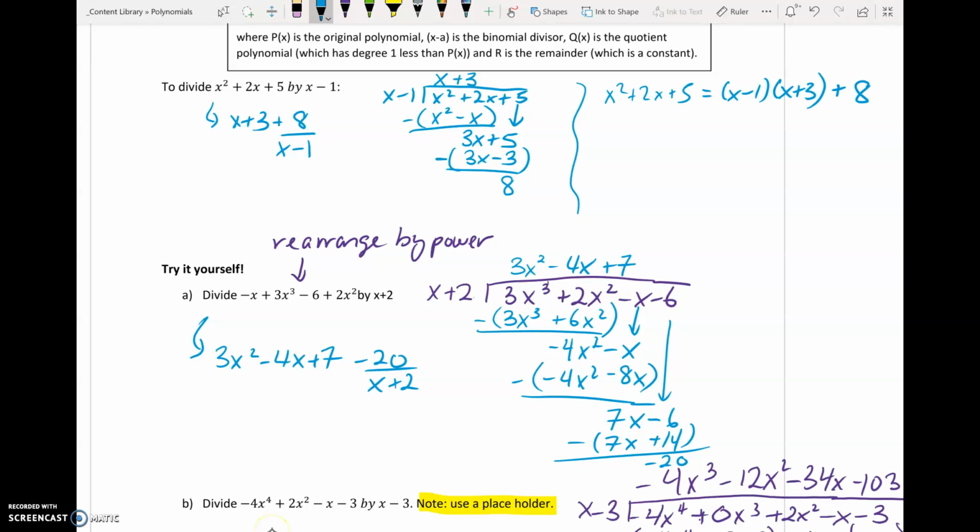So the first thing you want to do is write out your division sign, and then have x minus 3 on the outside and all of this on the inside, but you need to put a placeholder in there. And if you take a look, we're missing x cubed. So you're going to put in 0x cubed as your placeholder in between negative 4x to the power of 4 and 2x squared. So go ahead and do that, and then I'll show you the answer afterwards. So just press pause.